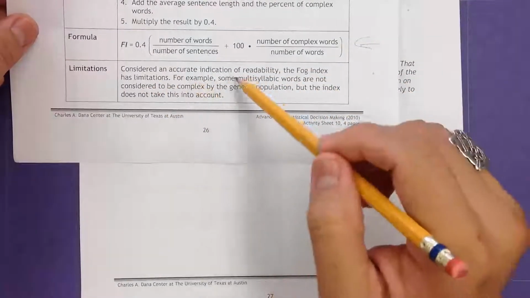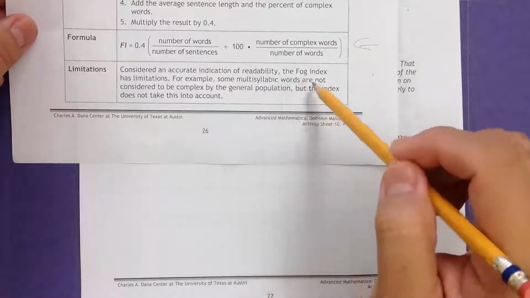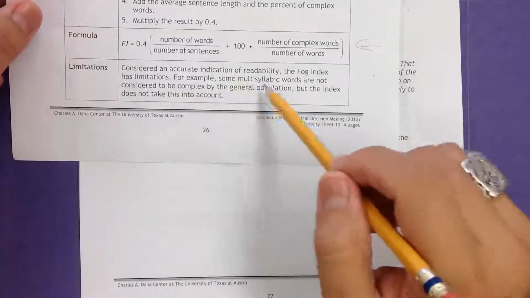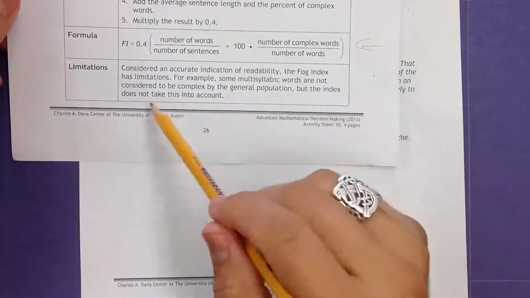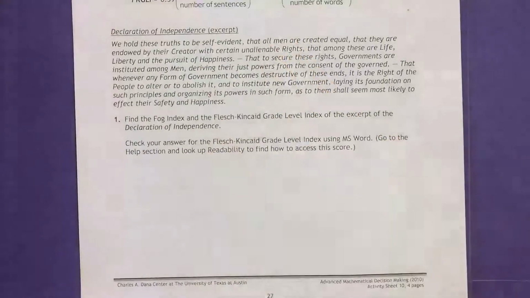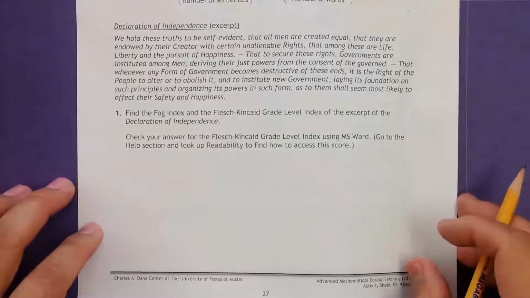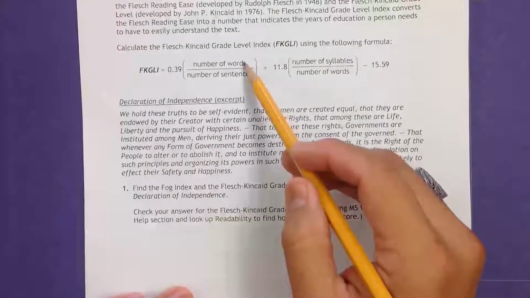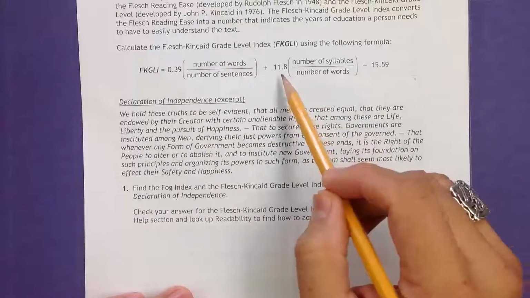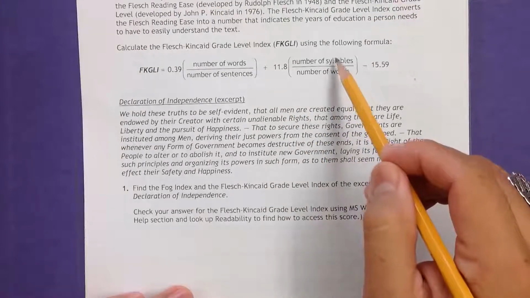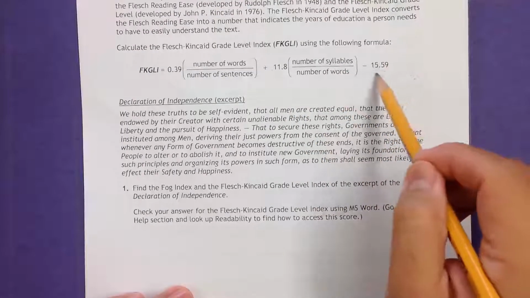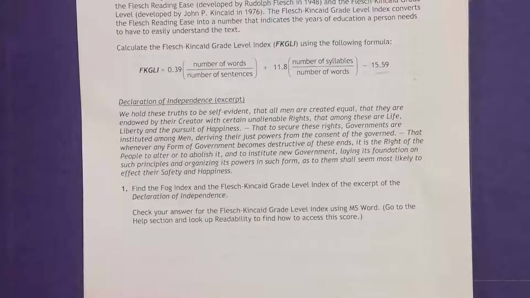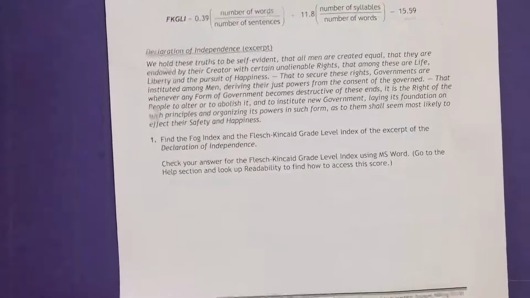The fog index has limitations. For example, some multi-syllabic words are not considered to be complex by the general population, but the fog index does not take this into account. This does. So they're almost the same thing. So again, this is 0.39 times the number of words divided by the number of sentences, plus 11.8 times the number of syllables divided by the number of words, minus 15.9. I'm really sorry about that. I forgot that it was outside of the thing.